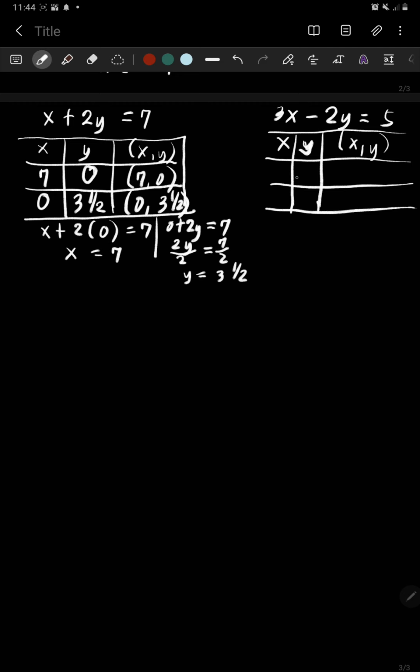And then next, here also the x-intercept. So you let y be 0 and solve. So 3x plus 2 times 0 equals 5. So you have 3x equals 5. We need to divide by 3. So your x is 1 2/3. So 1 2/3, 0.